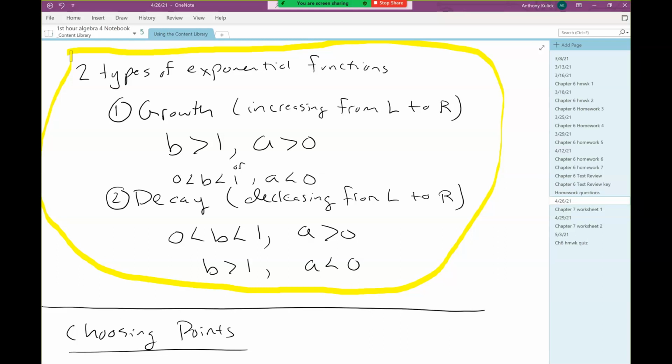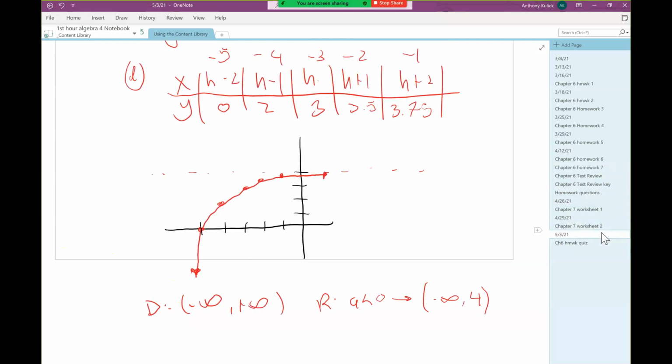So if the b is bigger than 1 and the a is positive, it's growth. If the b is bigger than 1 and the a is negative, though, it's the opposite, it would be decay. If the b is between 0 and 1 and a is positive, it's decay. Or if the b is between 0 and 1 and a is negative, it's going to be the opposite, it's growth. Any other homework questions?